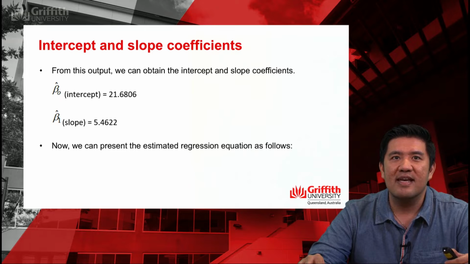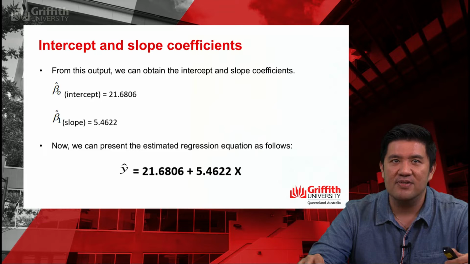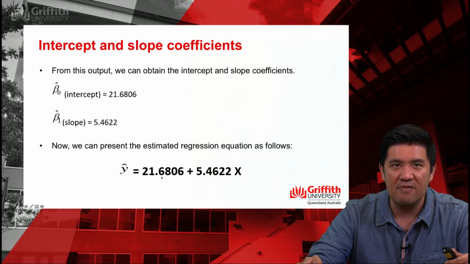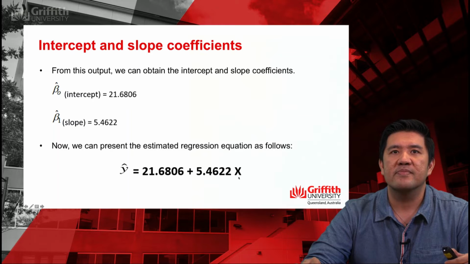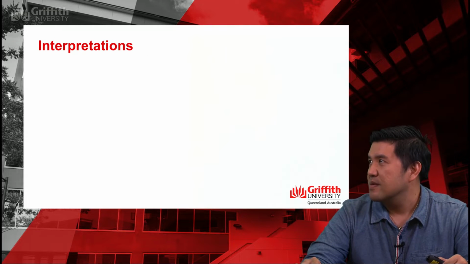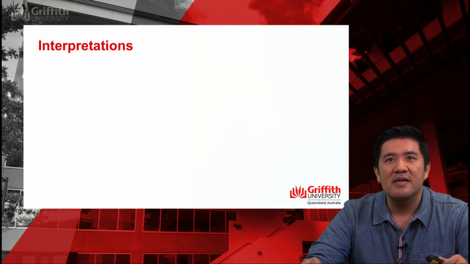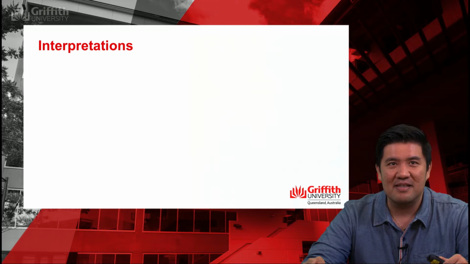Now we can present the estimated regression equation as follows. Y hat is equal to beta 0 hat. Now we've got the value of beta 0 hat, 21.6806, plus beta 1 hat is 5.4622x. Okay? Importantly, now we are going to do the interpretations.